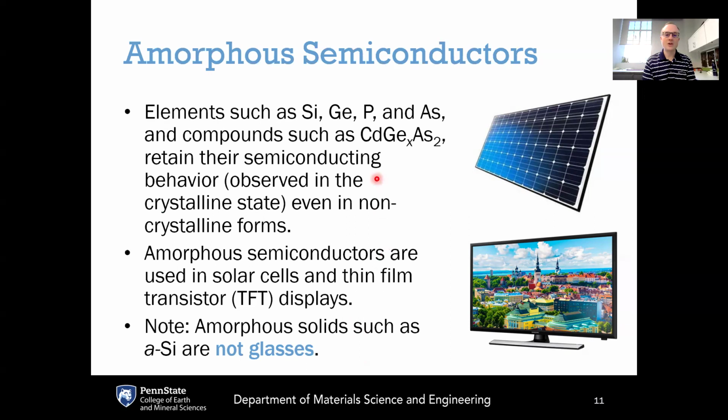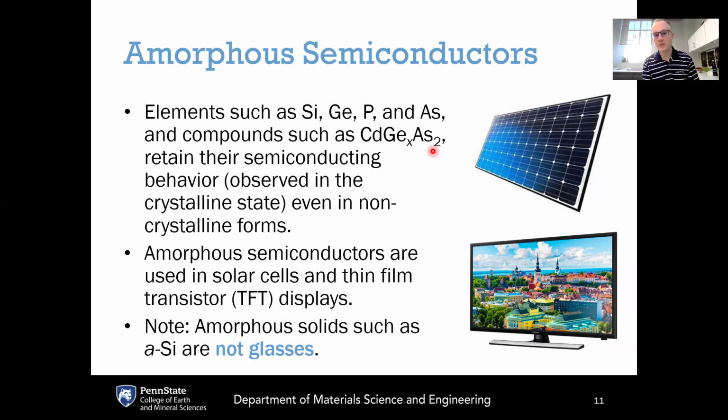But for now, just know that many semiconductor elements here, such as silicon, germanium, phosphorus, and arsenic, as well as compounds, such as this cadmium, germanium, arsenic compound here, can be deposited through vapor deposition and form amorphous structures, meaning that they have non-crystalline structures but are distinct from that of glassy states, as we'll learn more next time.